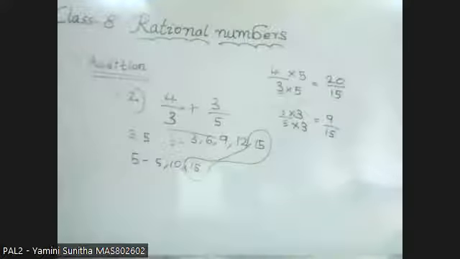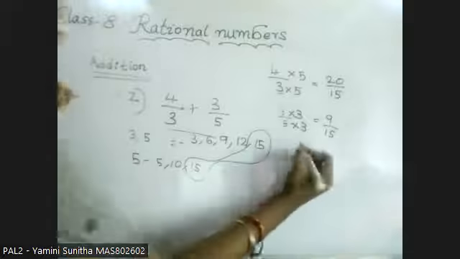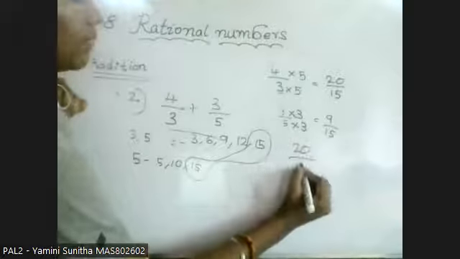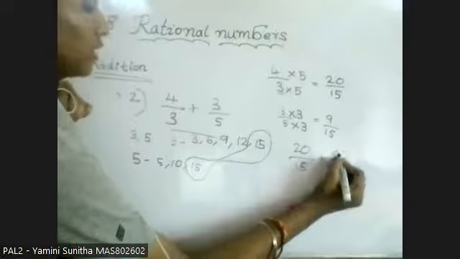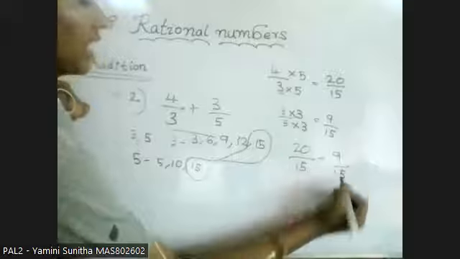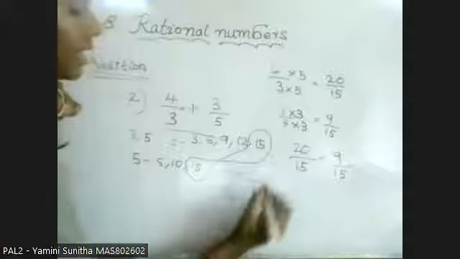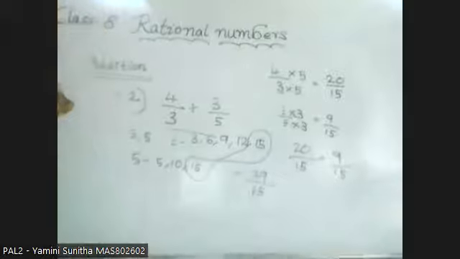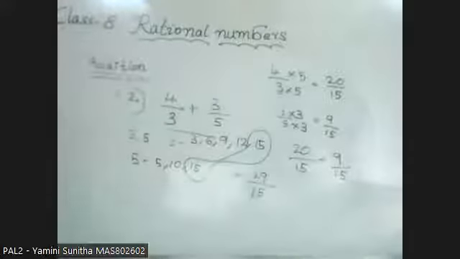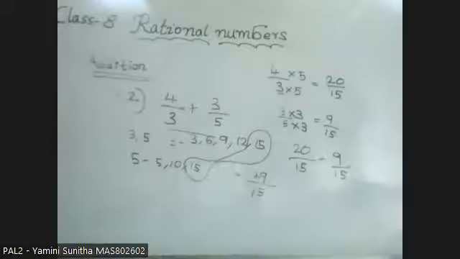So now we have to do general addition. Normally how we'll proceed if the denominators are equal, the same procedure. 20 by 15 plus 9 by 15. So denominator will be 15. And what is 20 plus 9? 29. Okay, so this is the result.